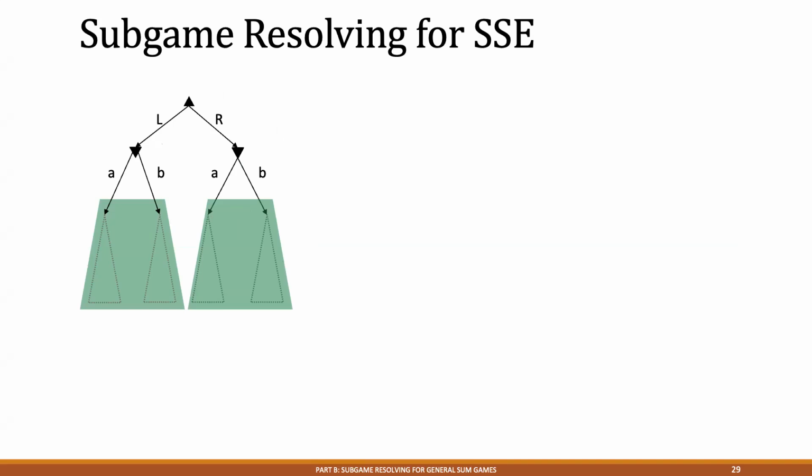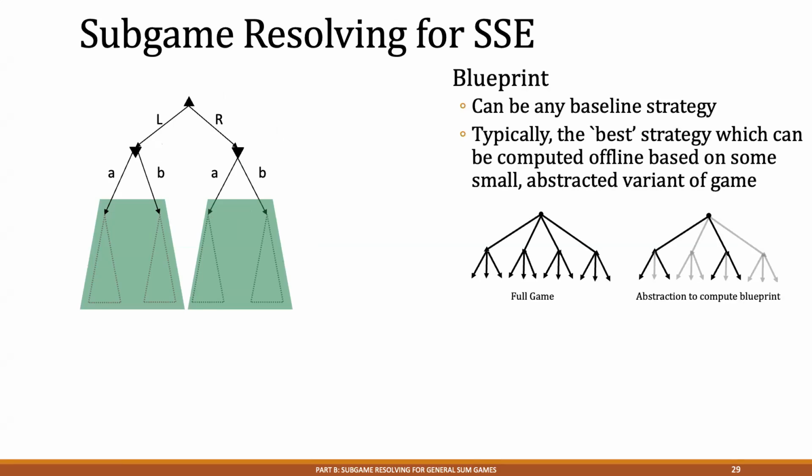Okay, so what is subgame resolving? Suppose that we have this game tree on the left, and it's too big for us to solve, and the green things are what we call subgames. So we're going to begin with something called a blueprint. This blueprint is basically some baseline strategy that we're beginning with. It usually is going to be the best strategy that we can compute offline. And typically the best way to do it is to solve a smaller abstracted version of the game. So for example, in poker, I can limit the bet sizes to be some multiple, and that's going to make the game tree much smaller so that we can solve, right? And that's going to be our blueprint.